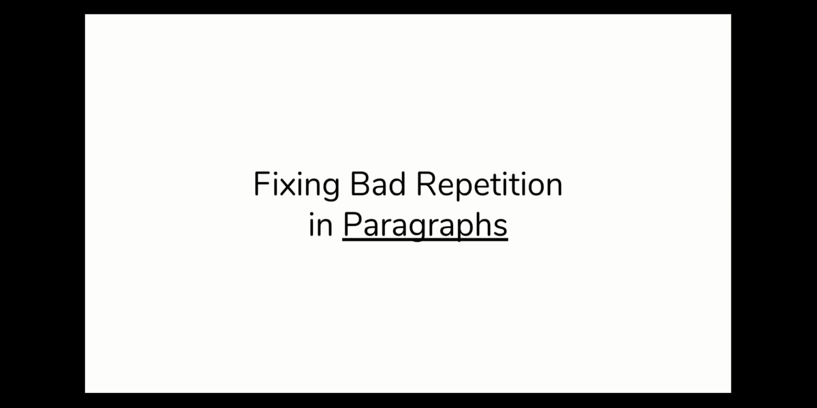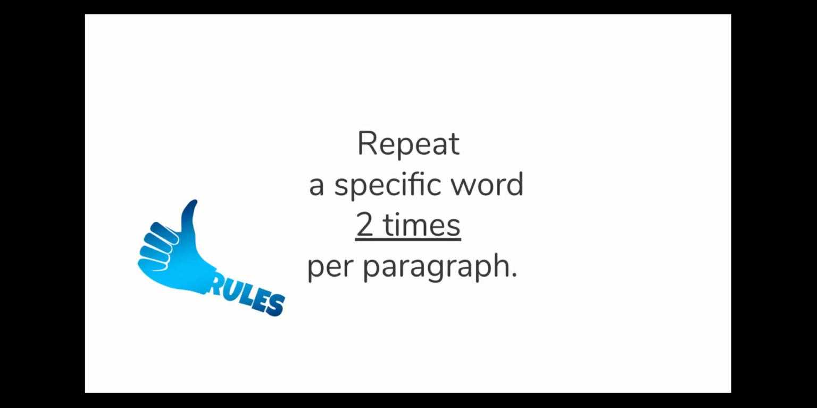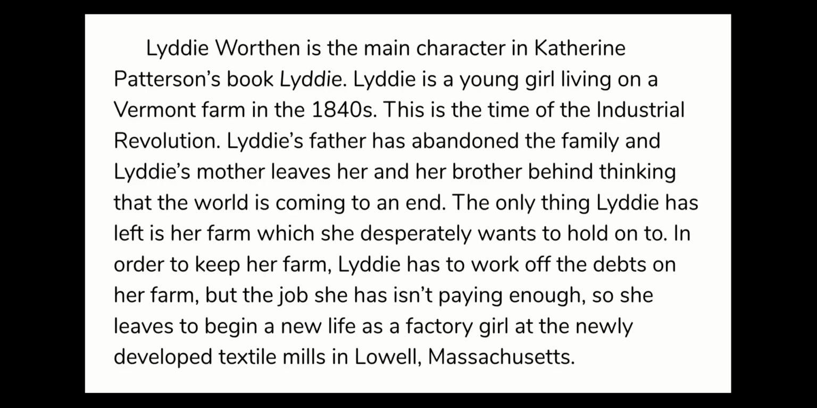Now, fixing bad repetition in paragraphs. Rule of thumb. Repeat a specific word only 2 times per paragraph. Not 3 times, not 4 times. Again, I'm not talking about small words like a or the or is or and, conjunctions, nothing like that. Don't worry about those. I'm talking about specific words. So we're going to look at 2 examples from middle school writing, and they're longish, so I'll try to go fast, but you might need to pause your video.